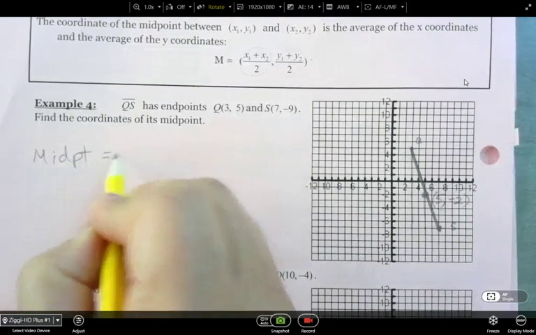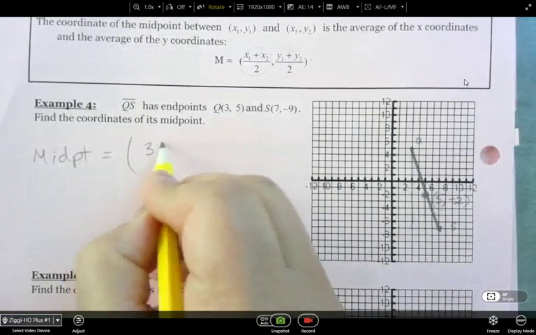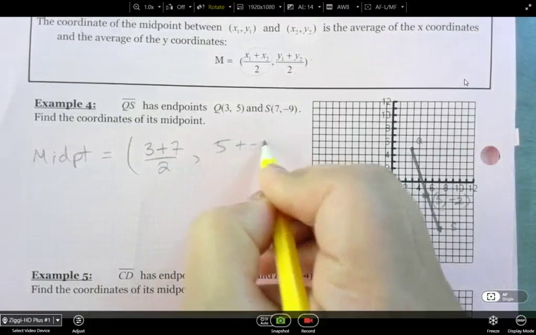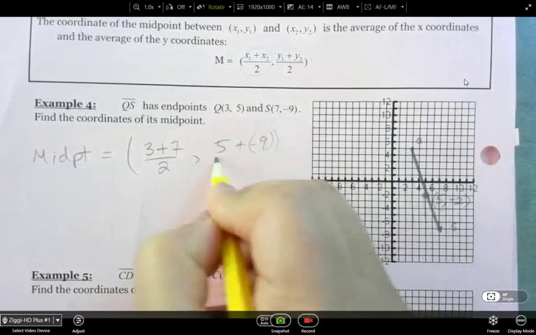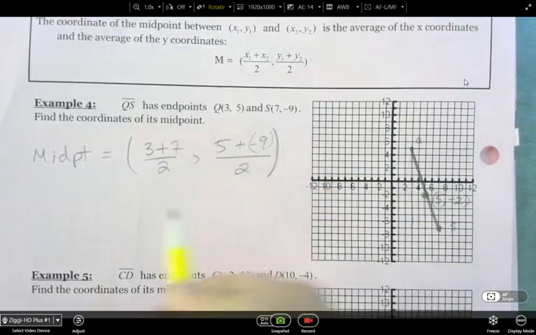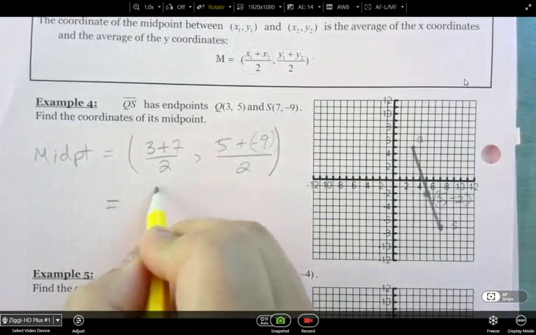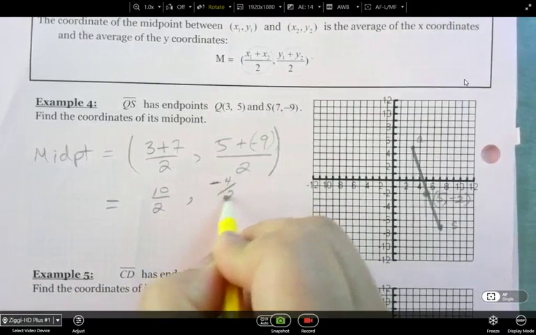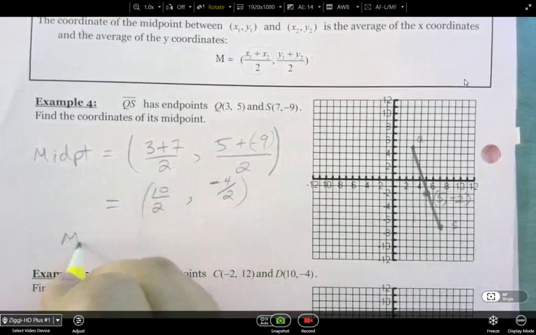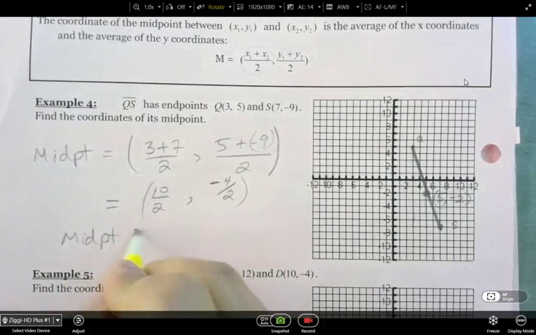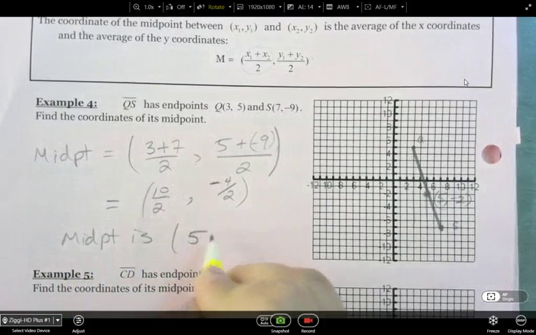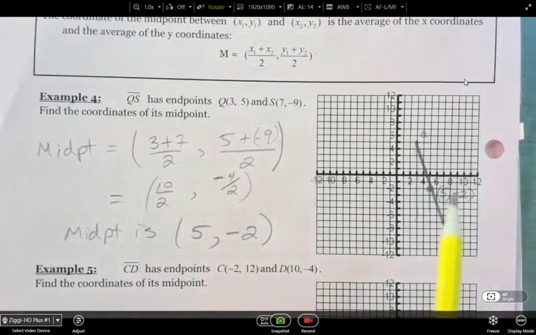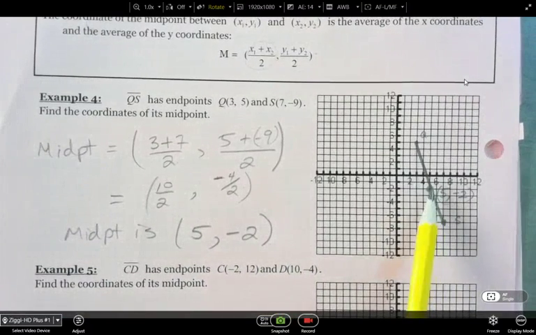So the midpoint is: I've got the x values, average them out. I've got the y values, average them out. And I end up with 10/2 and -4/2. So my midpoint is 5, -2. All right? And that jives with what we found visually here.